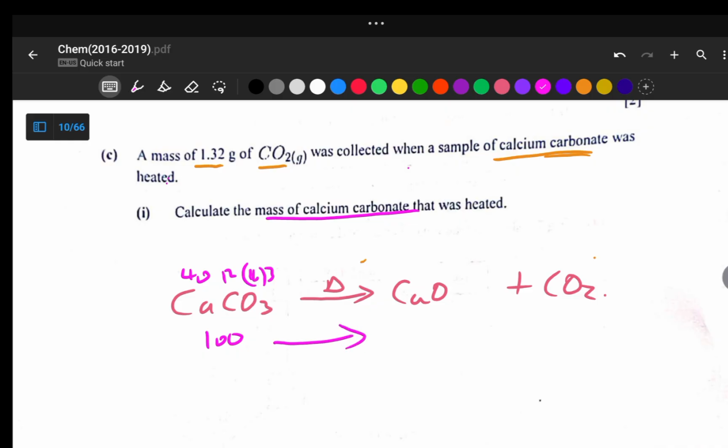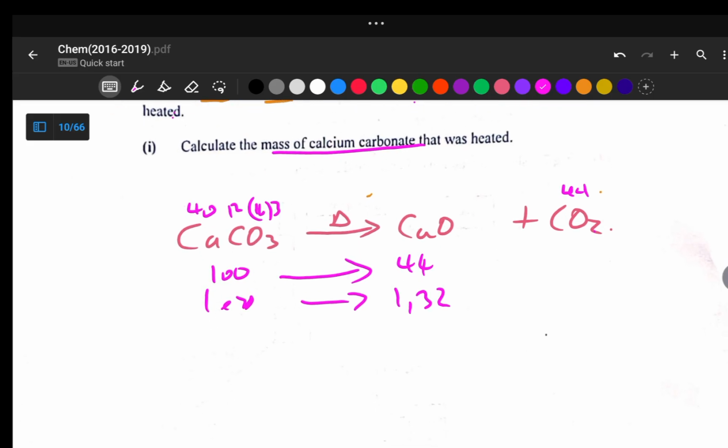So 100 is producing 44. Here we are having 44, the MR of carbon dioxide. So 100 will give us 44, right? So what are we going to use so that we can give a yield of 1.32 grams? We are going to use less, right? So we are simply going to say 100 by 1.32 over 44 and punch this straight to our calculator.